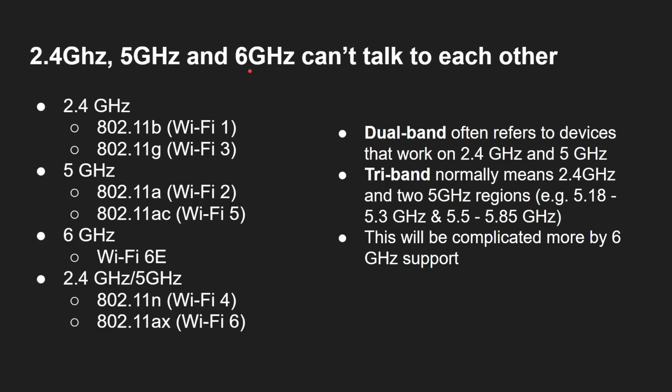Okay, now the first thing you have to understand about Wi-Fi and why it really is a bit of a mess is that we're talking about 2.4 gigahertz, 5 gigahertz and 6 gigahertz, and those three frequencies can't talk to each other.